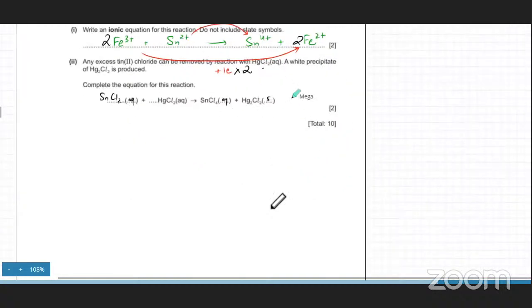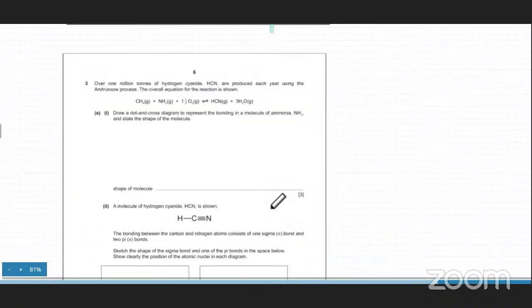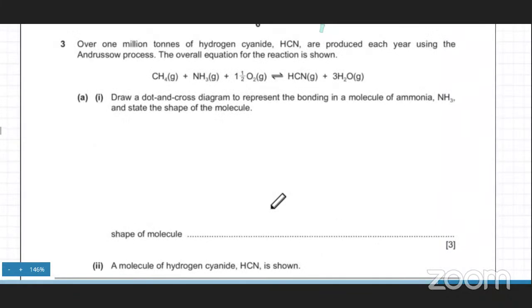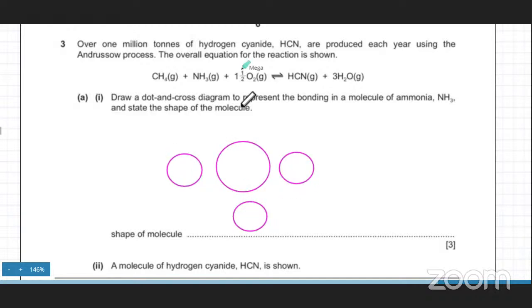So we've written down the states as well. Now the next part of the question is: over 1 million tons of hydrogen cyanide are produced each year using the whatever process. Draw a dot and cross diagram to represent the bonding in a molecule of NH3 and state the shape of the molecule. So that's easy, relatively. NH3 molecule. It's one N with three hydrogens.